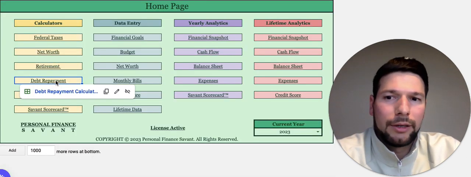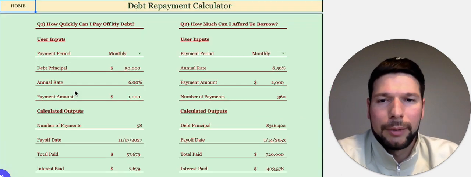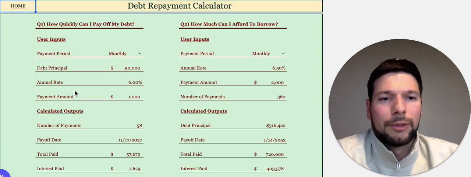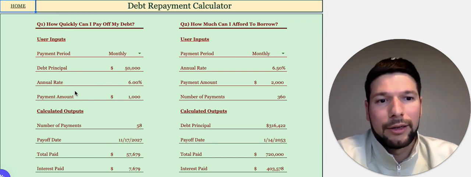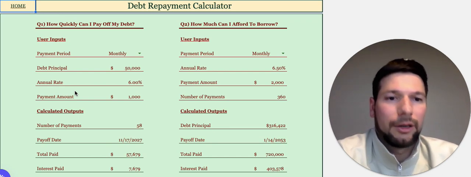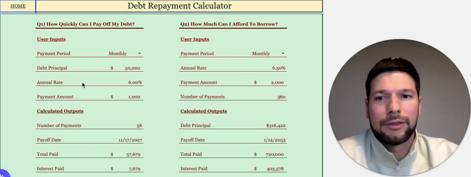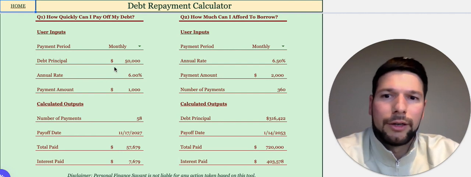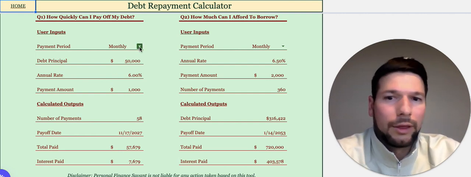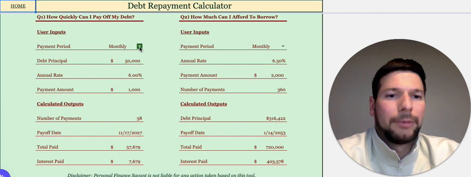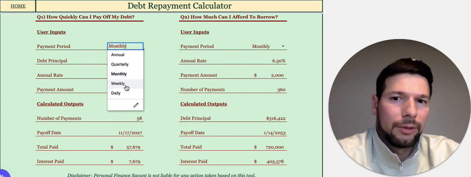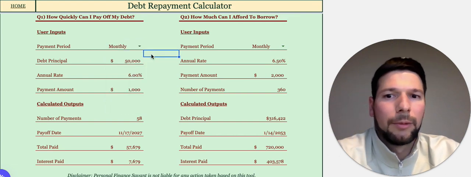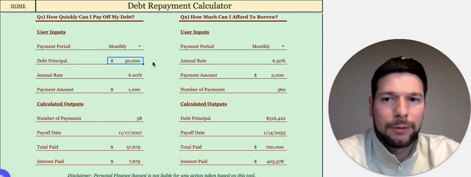The next one here is the debt repayment. So you're thinking about pulling money out from a loan for some purpose, and you want to know how much can I afford to borrow, or you already have a debt and you're going to put X number of dollars toward it. You want to know how quickly can I pay off my debt if I put this much amount of money towards it. So here you're able to put in what the payment period is. 90% of the time this is going to be monthly, but you can also select other options of are you making quarterly payments, weekly, daily, annual, but we'll leave it at monthly for this example.